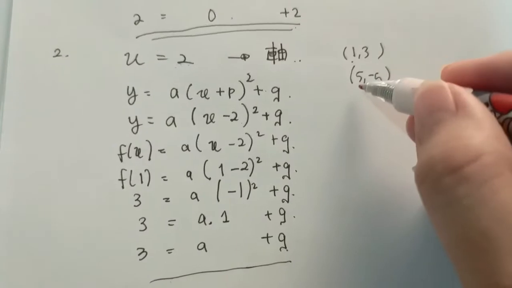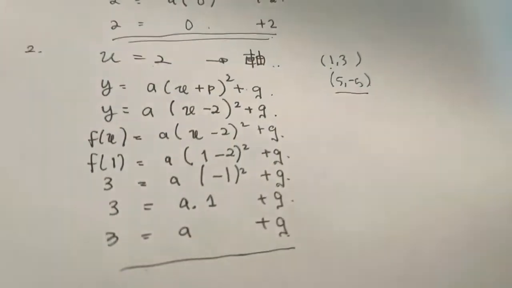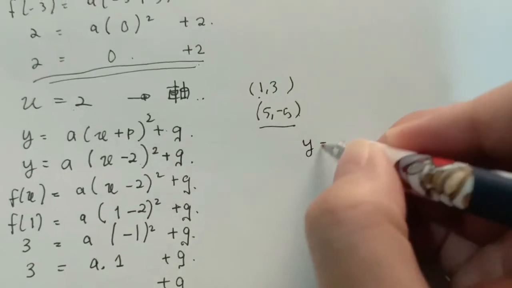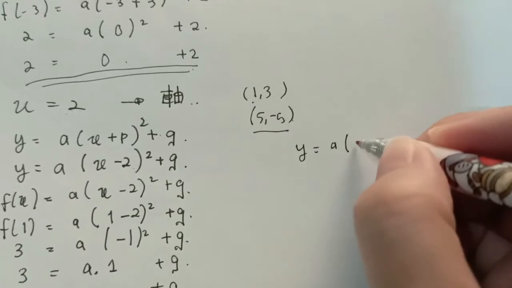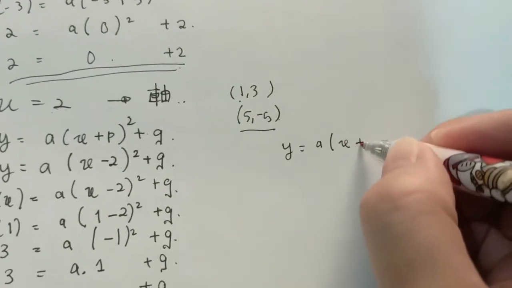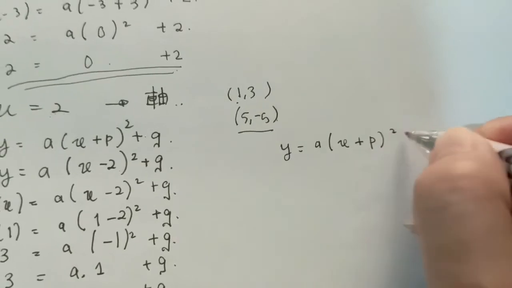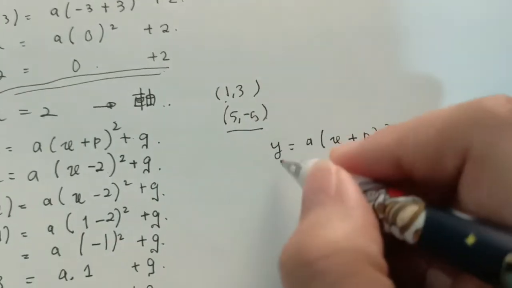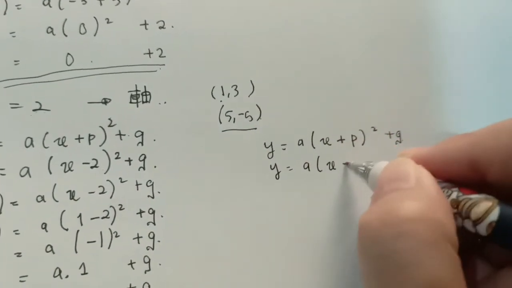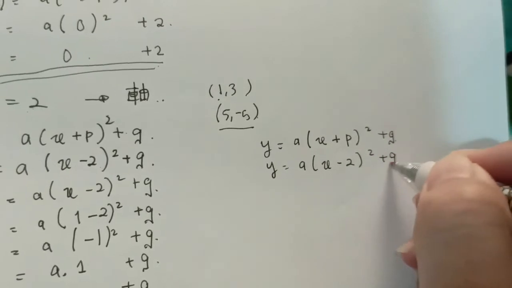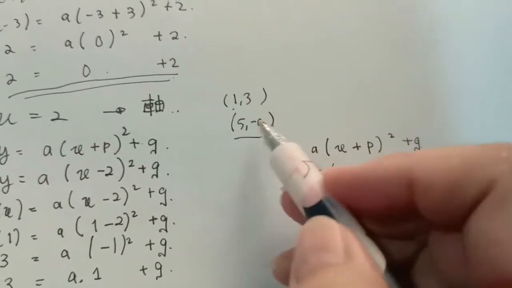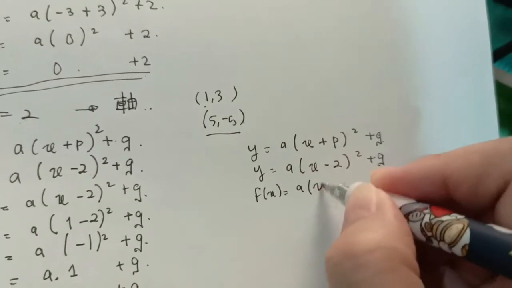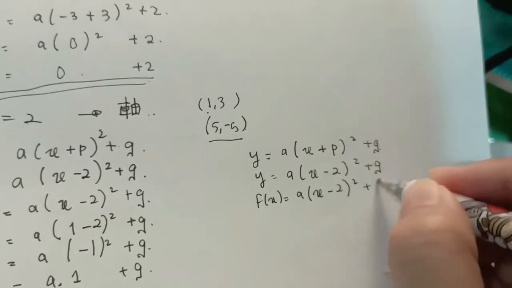Now we have another coordinate. We are going to use that one. Again, we are going to use y = a(x + p)² + q. Starting from here, we are using the axis of symmetry as 2, y = a(x − 2)² + q. Now we are going to put the first over here, f(x) = a(x − 2)² + q.